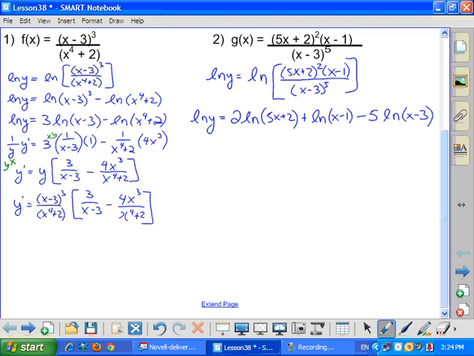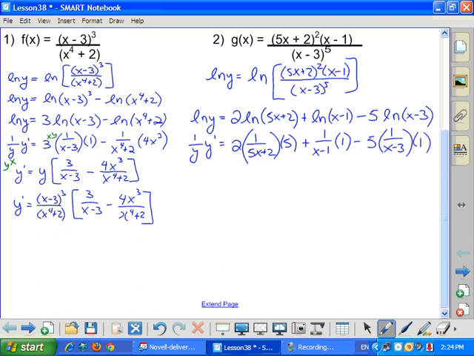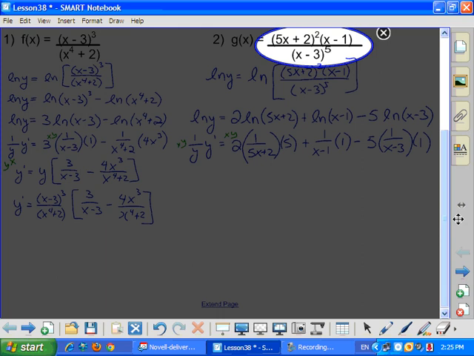Now I'm all set to take a derivative. 1 over y times y prime equals 2 times 1 over the argument multiplied by the derivative of the argument, plus 1 over the argument multiplied by the derivative of the argument, minus 5 times 1 over the argument, derivative of the argument. Now, I'm going to do a couple things here at the same time. I'm going to multiply both sides by y to get y prime by itself, and that y I'm going to replace with the original function, because that's what it is.